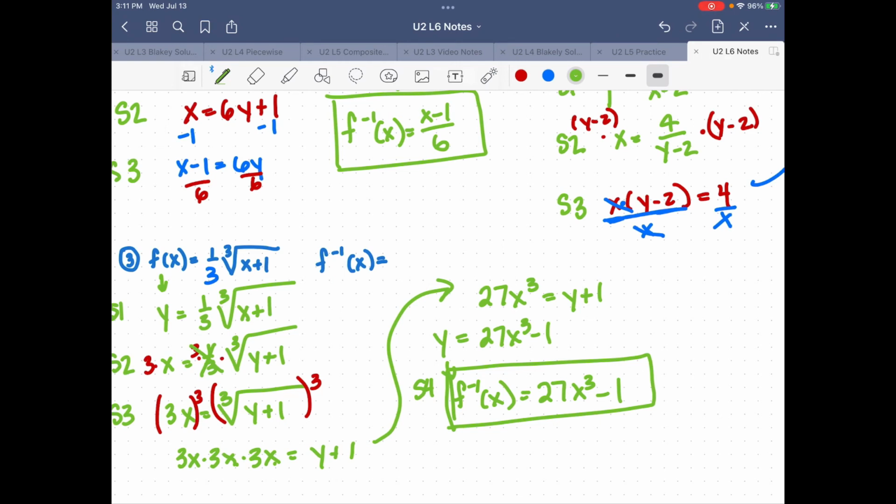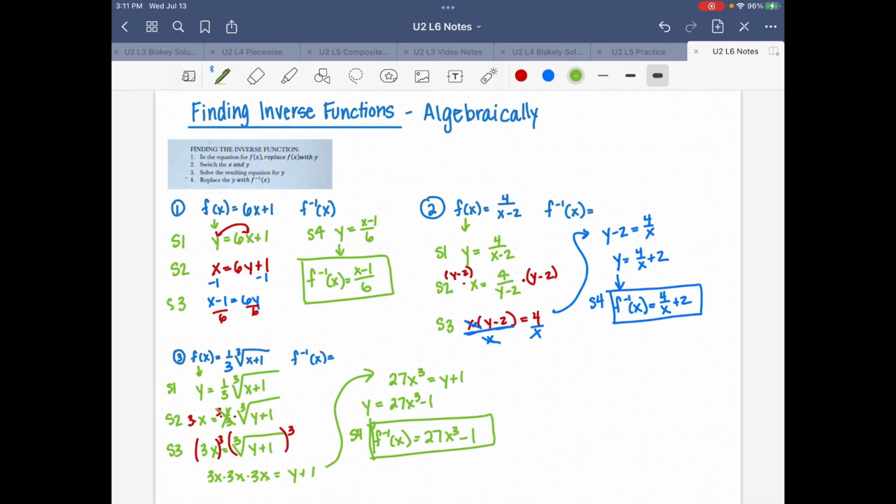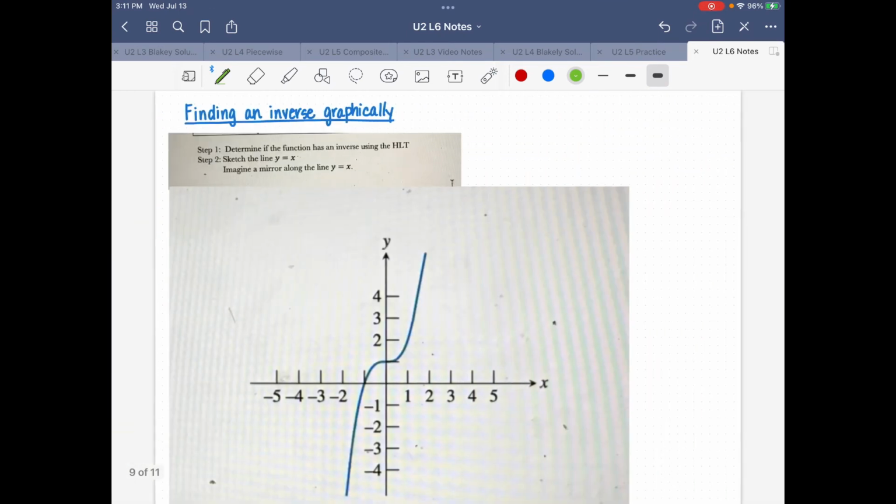All right, so let's finish up. The last thing that we're really going to talk about is finding inverses graphically. Here are my steps to do that. First you need to determine if the inverse is a function using the horizontal line test. So I'm going to draw my horizontal lines, and each only goes through one point. So this does have an inverse that's a function. The next thing we want to do is sketch the line y is equal to x.